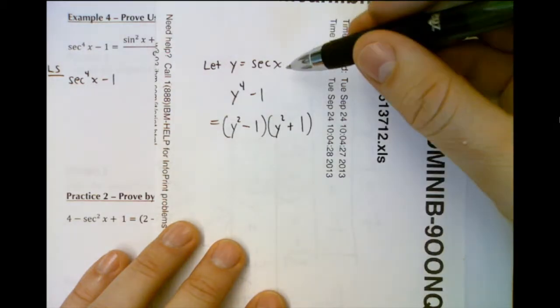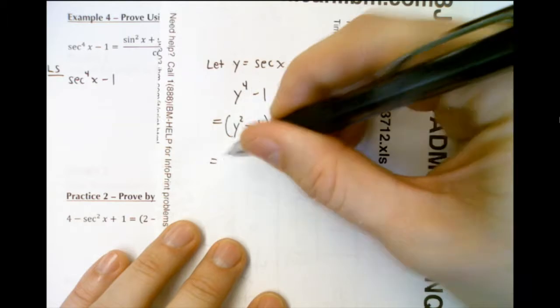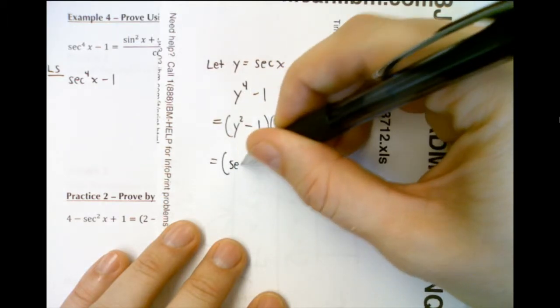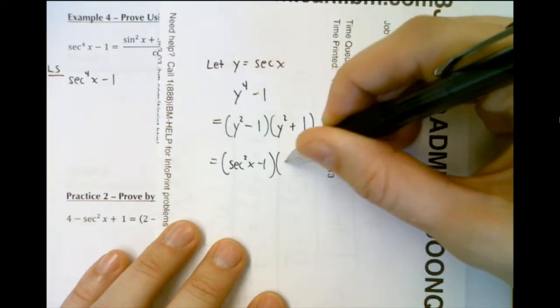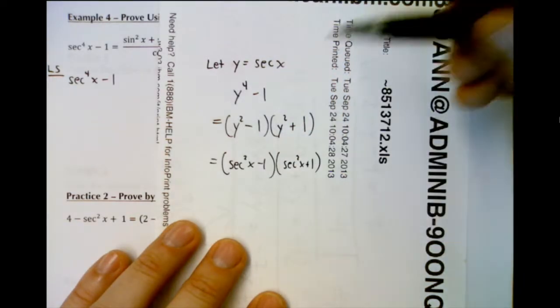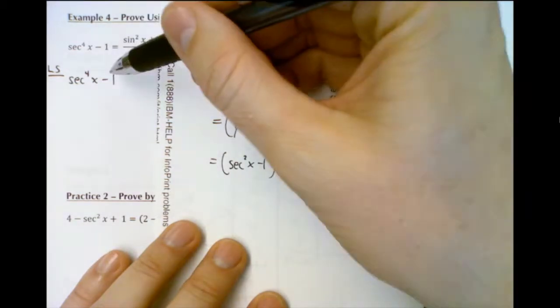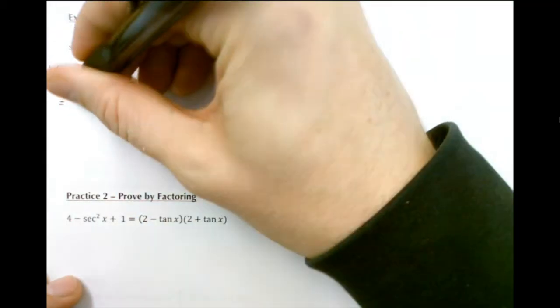So we've just factored this difference of squares, but if y is secant squared x, well then really what we have here is secant squared x minus 1 and secant squared x plus 1. So by factoring a difference of squares, you can factor this trig difference of squares. So I'm going to do that. The square root of the first term is secant squared x.